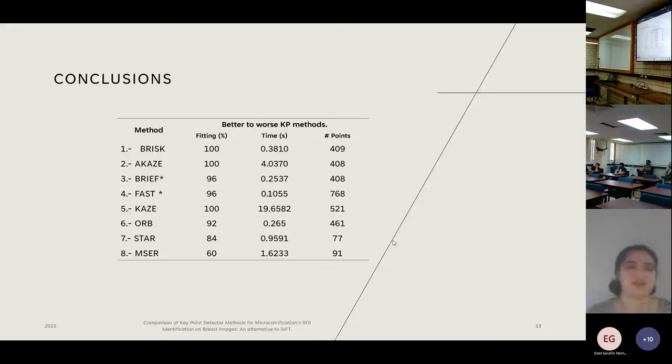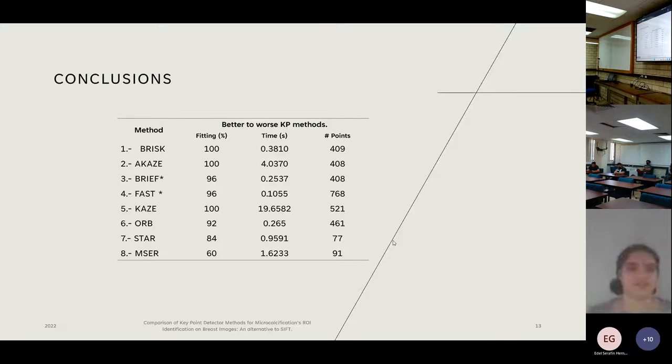This could be because STAR usually searches for blob structures, big blob structures in an image, and we are searching for something little and small, so this could be the reason. It is important to point out that the order of the third and fourth methods in this table was decided not only considering matching, but also time of execution. It was considered that the time of execution was too high.